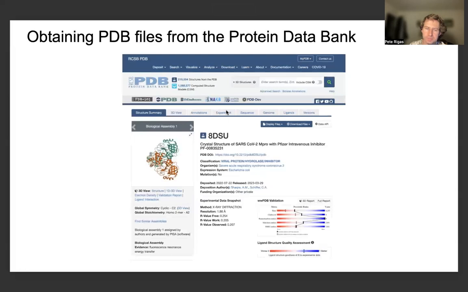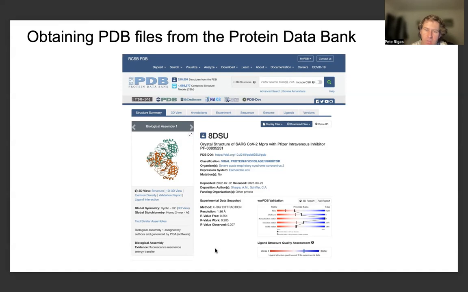And furthermore, on the Protein Data Bank, there's also information that's provided in terms of a three-dimensional representation of a biological assembly. So this is demonstrating that this is looking at the Pfizer intravenous inhibitor, the inhibitor that they had developed in their trials to characterize the amplification stage of the virus. And the crystal structure is provided in this image.